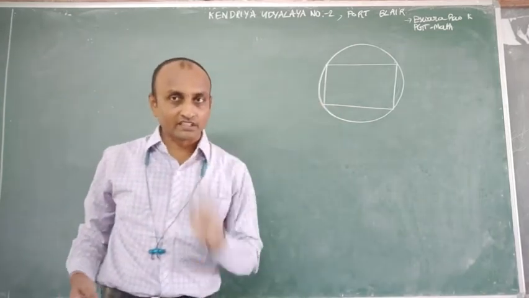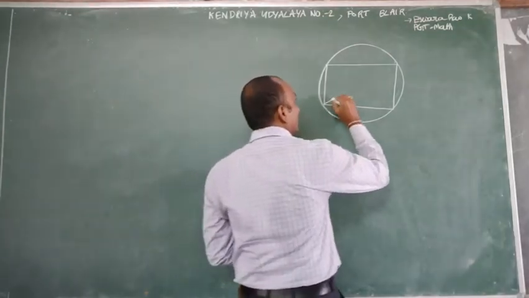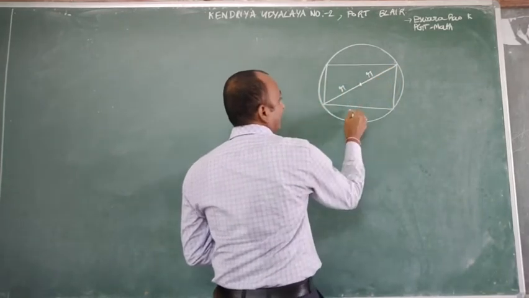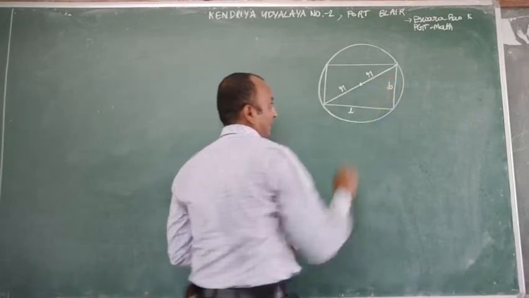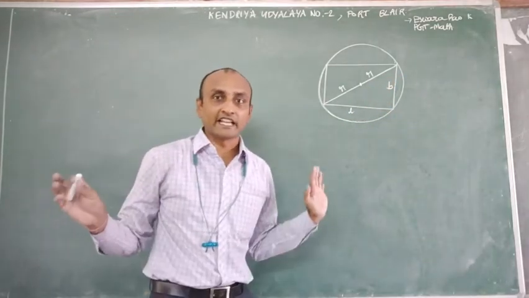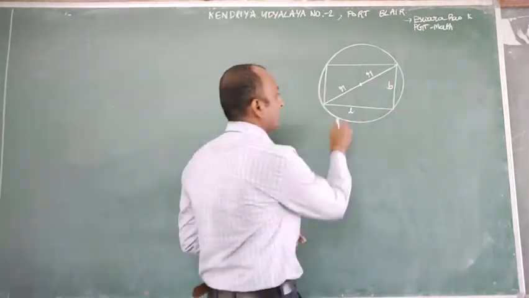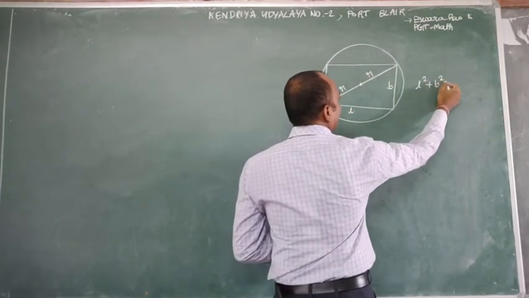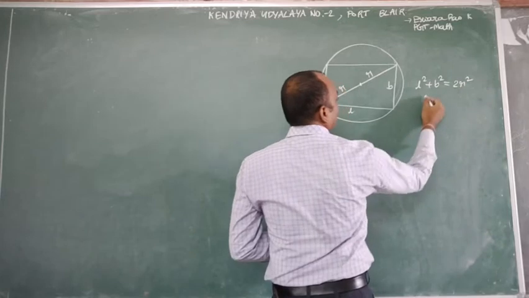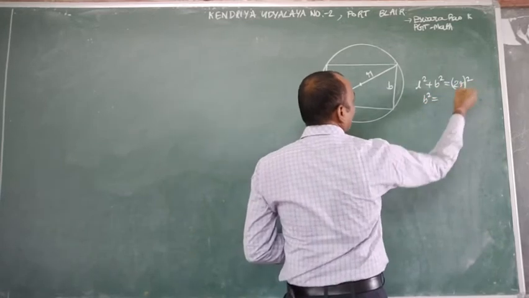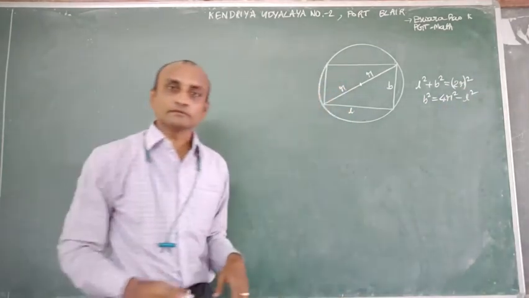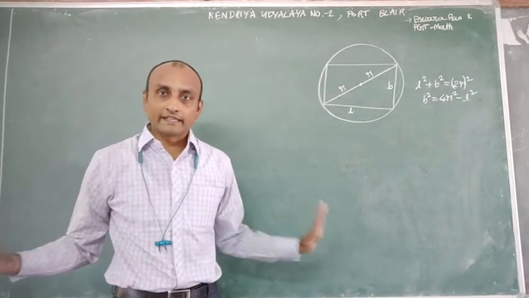The radius of the circle is a constant. That means this is the diameter of the circle, which is 2R. I am taking this as length and this as breadth. So the area of the rectangle is length into breadth. But the relation between L, B and the diameter is L square plus B square is equal to 2R whole square. So B square is equal to 4R square minus L square.